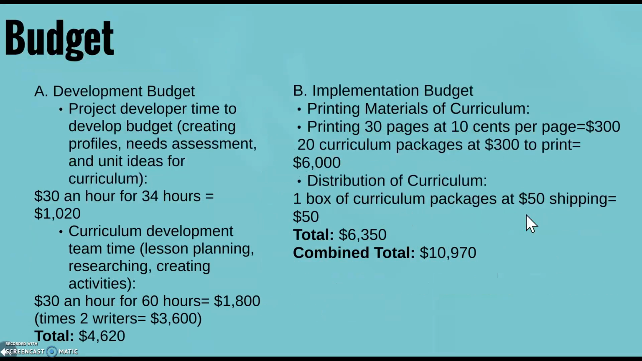For the budget, I am the project developer, so I would say about $30 an hour for 34 hours that I put in the time to create profiles and needs assessments and unit ideas for the curriculum. And then I would have a curriculum development team. I'm estimating maybe about 2 writers at $30 an hour for 60 hours to $1,800. And that would be $3,600 for 2 writers. And then to implement the curriculum, I would have to factor in costs of printing as well as distribution. So that would bring us to a grand total of $10,970.